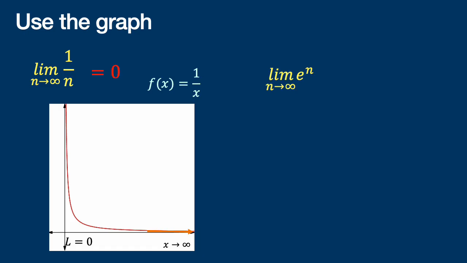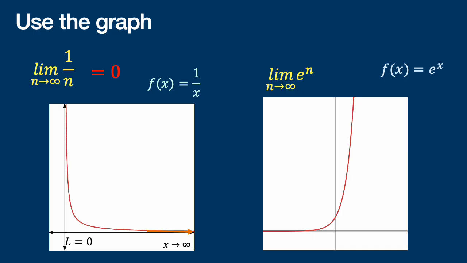Another example is to find the limit of e^n as n approaches infinity. So we take the function f(x) equals e^x. Let's just sketch the function of e^x. That's going to be right there. As x approaches infinity, the behavior of f(x) is increasing. So we're going to say the limit of this sequence is also increasing. So that's going to infinity, guys.